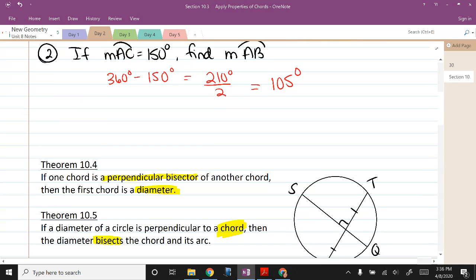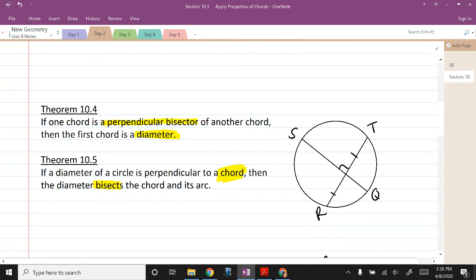All right, here's some more theorems. If one chord is a perpendicular bisector, now let's talk about perpendicular means it makes a right angle. Bisector means it cuts it exactly in half. So this segment SQ is the perpendicular bisector of segment RT there. So if one chord is a perpendicular bisector of another chord, then the first chord is a diameter. So this chord SQ right here must be a diameter, which means it's going through the center of the circle. It means it's also 180 degrees.